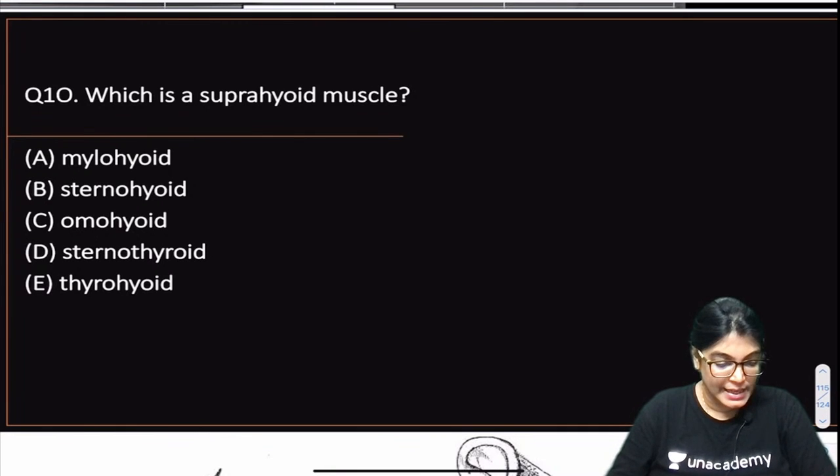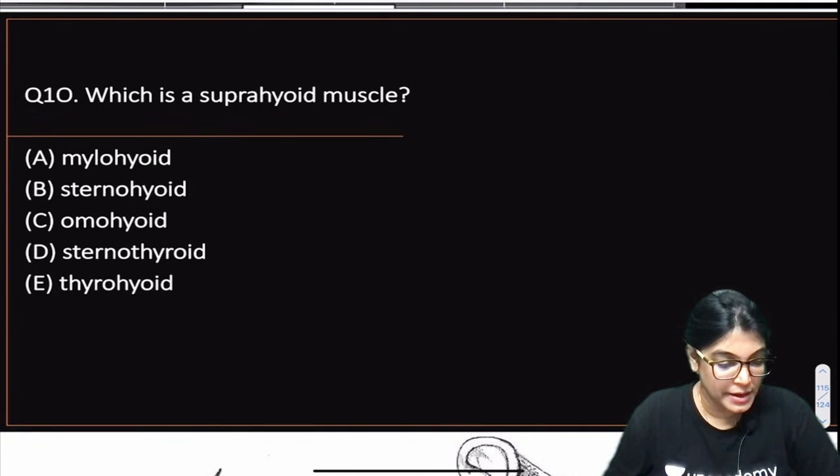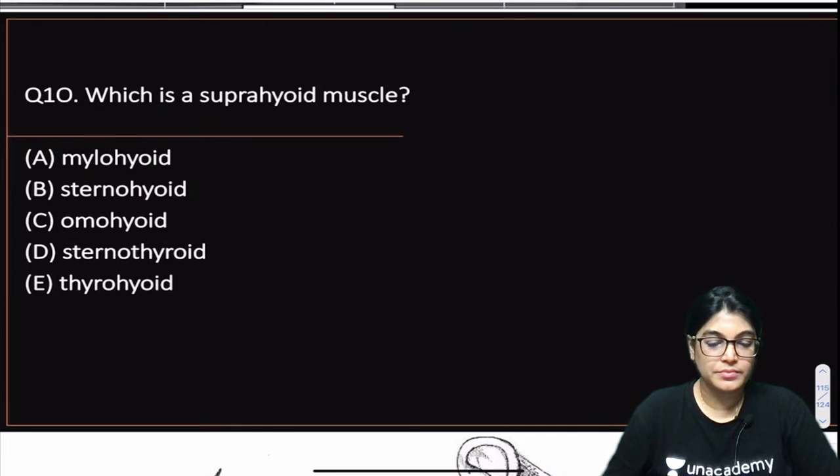Gopika Sharma is telling A, mylohyoid. So I am getting mixed answers. Okay. Akshit Bhatt is now telling mylohyoid. Okay. Kumaran, 10A question mark. Not sure, but he seems to say 10A is the correct one. So a mixed bundle of answers.